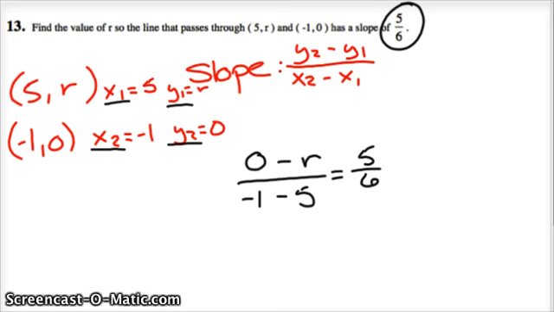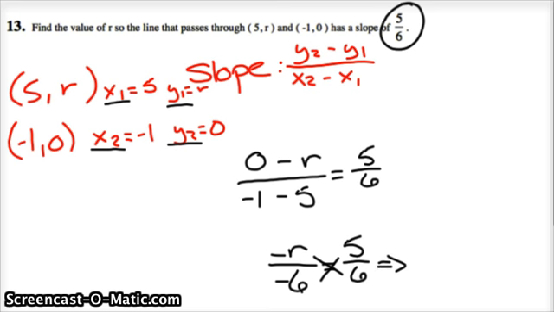Let's simplify a little bit. 0 minus r is just -r. And -1 minus 5 is -6. And that has to equal 5/6. A few options here. One way to do it would just be to cross multiply and solve. So let's do that.